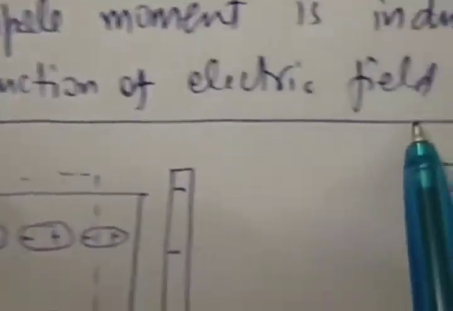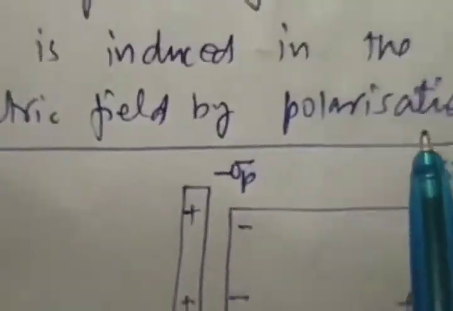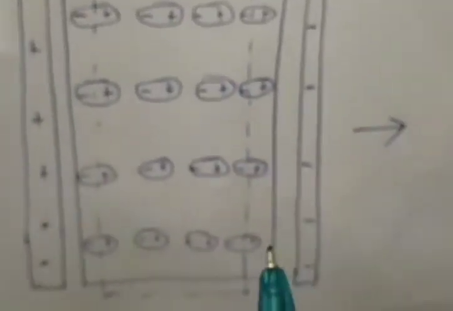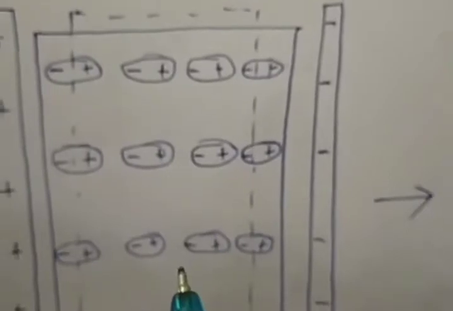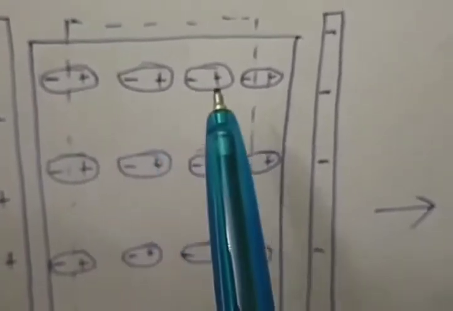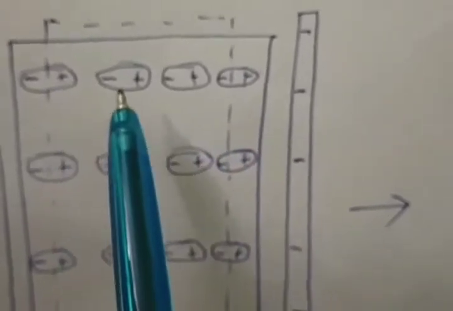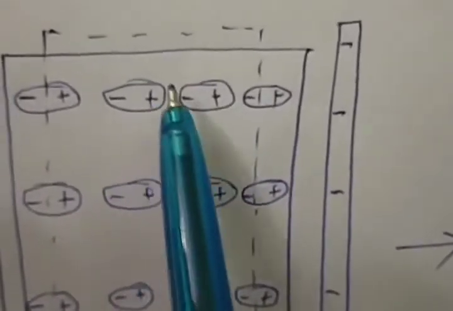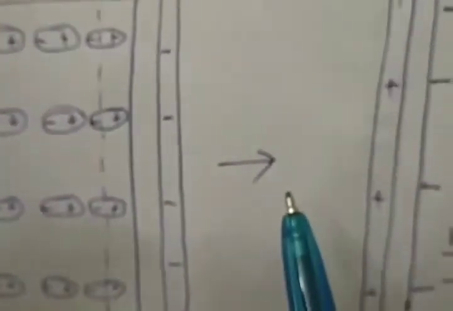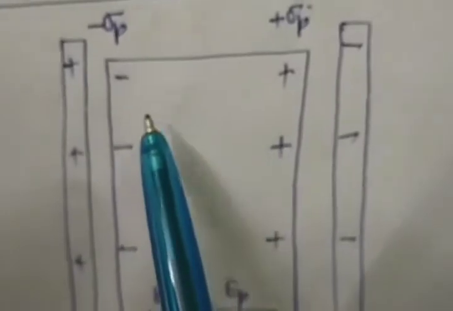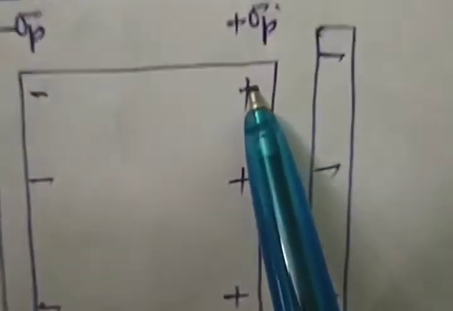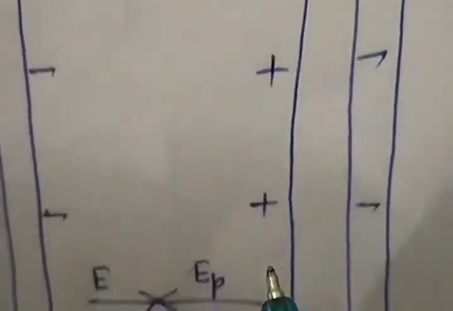Reduction of electric field by polarization. The dielectric is placed between the plates of the capacitor. So we see that these charges are in pairs, like this positive will cancel this negative, and this positive this negative. So the overall effect is that negative charges appear on the left side and the positive charges appear on the right side.